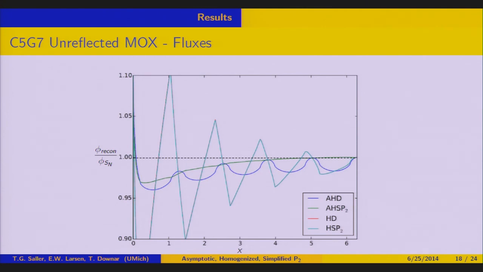A better representation is in this plot. This is a ratio of the SP2 or diffusion flux to the reference solution, so 1 means that it's giving you the exact result. The jagged line is what you get with standard diffusion and SP2 theory, and it looks terrible. This bumpy one is just asymptotic homogenized diffusion, so that's when you have that 1 additional correction term. And then when you add the 2 other correction terms, you get a very, very smooth result that's very close to the actual solution. All the other plots that I could have shown you would look basically just like this.